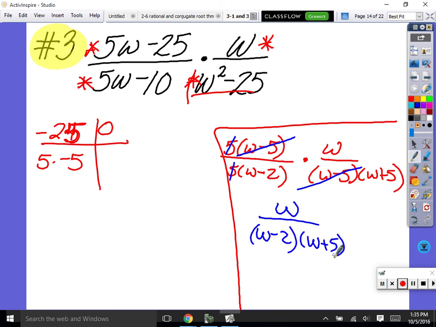You can leave your answer in factored form. You don't need to distribute. This is the answer. Now, notice in the instructions, it doesn't say you need to restrict the domain, so you don't need to. Does that make sense? It will specify restrict the domain if you need to. Okay, everybody feeling good about that?